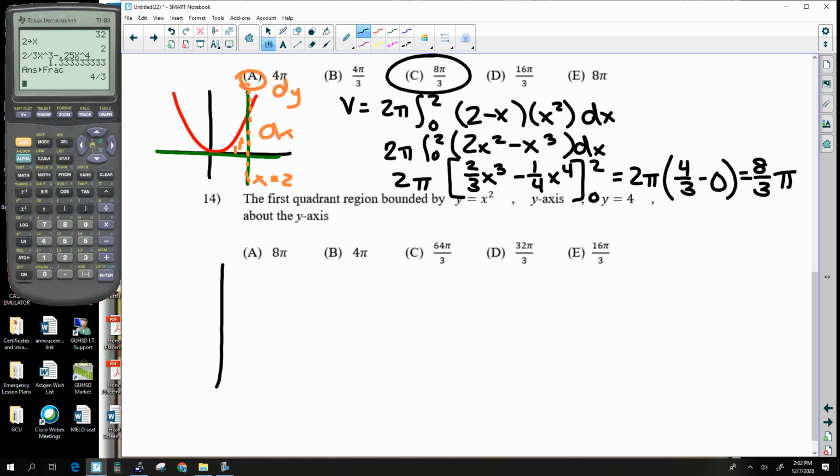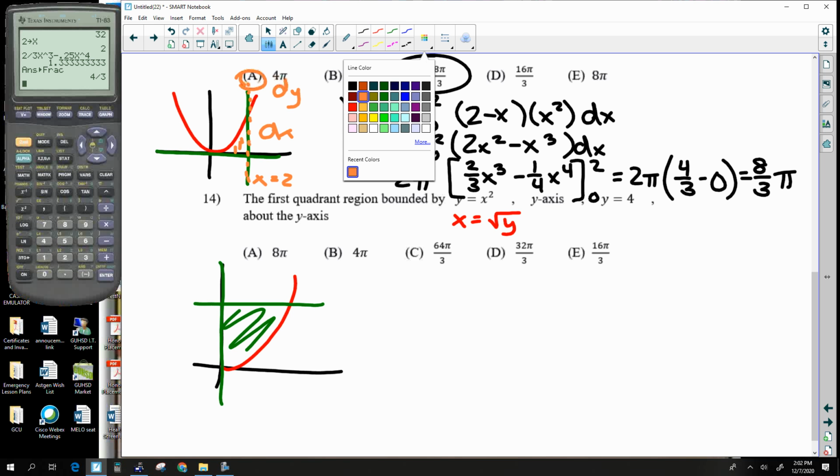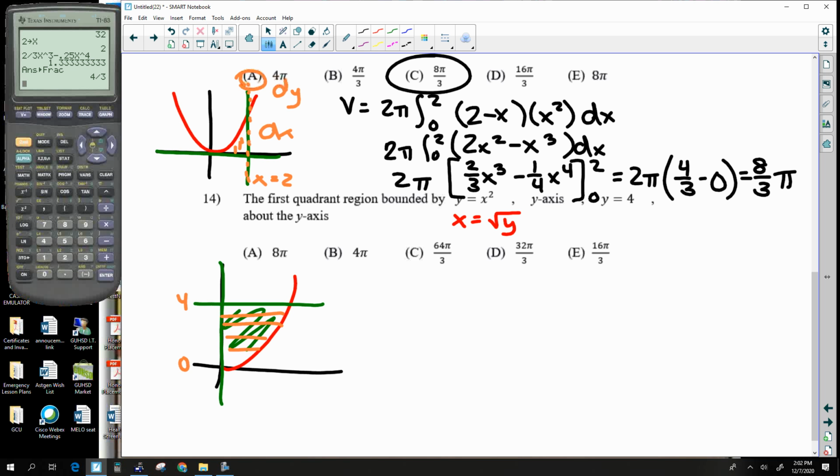Okay, so this is very specifically in the first quadrant. X squared, the y-axis is the other boundary, and y is equal to 4. So this is a unique way of doing this. So I'm going to probably turn this into the square root of y and integrate this stuff right here, which is going to go from 0 to 4.